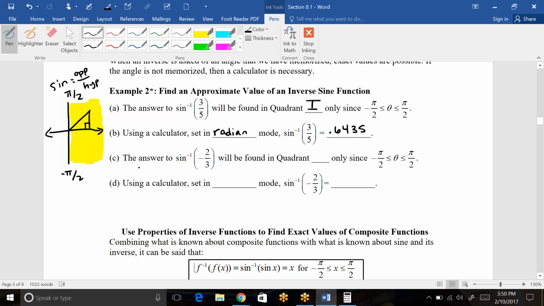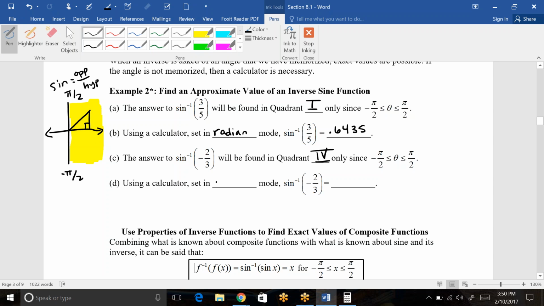So let's do another one real quick. So the answer to sine inverse of -2/3 will be found in quadrant. Now since this is negative this time, it has to be down here in quadrant 4, because that's the only way you're going to get a negative sign in these 2 quadrants. The positive signs are up here, the negative signs are down here.